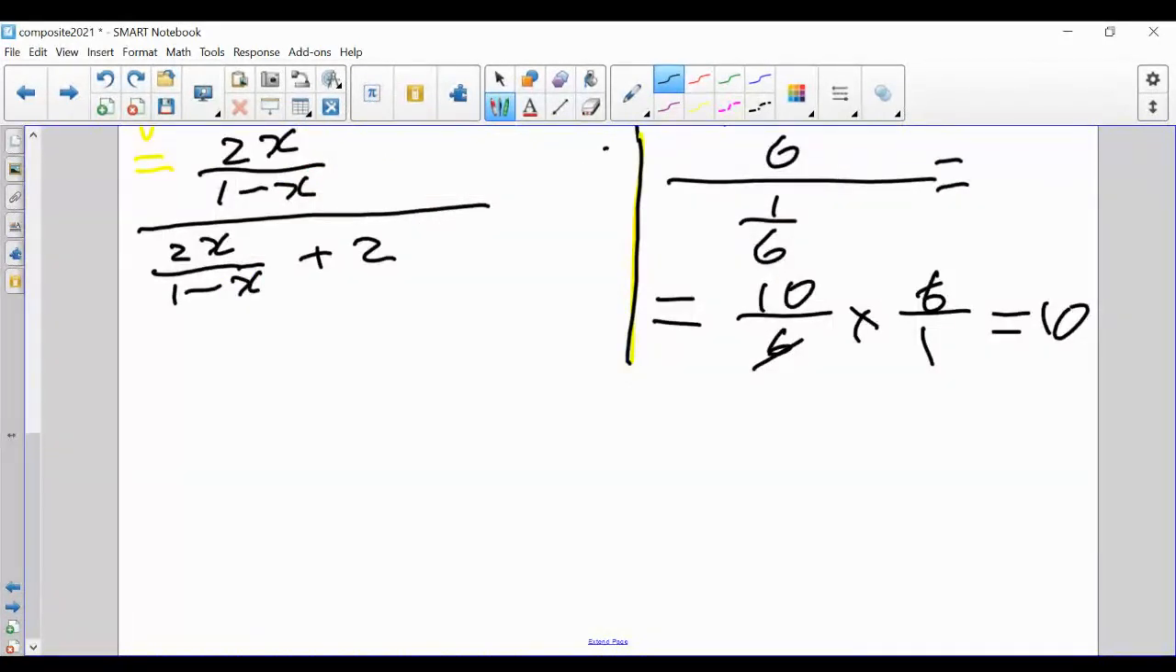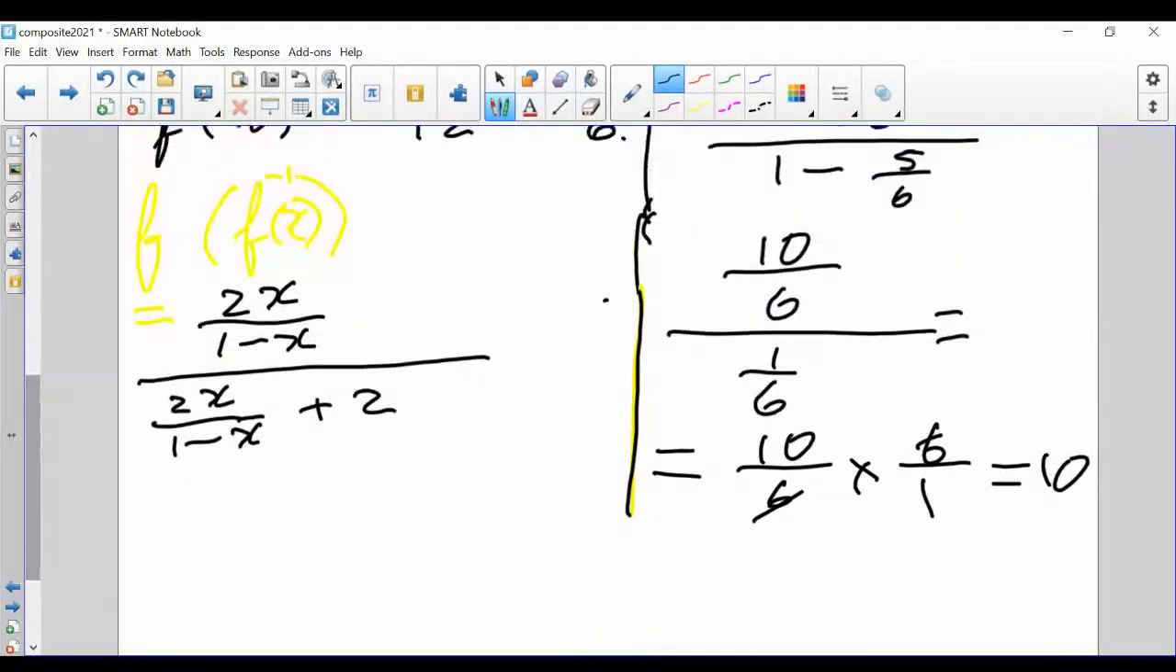Next step, right? Treat this as if this was any other rational function. What's my next step, folks? What do I do next? So it's 2x over 1 minus x, over 2x over 1 minus x plus 2. I want to get this done before the end of the class here. What's my next step?